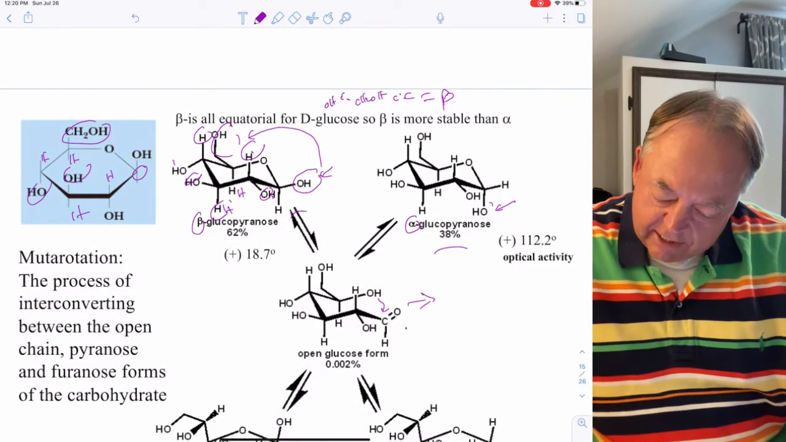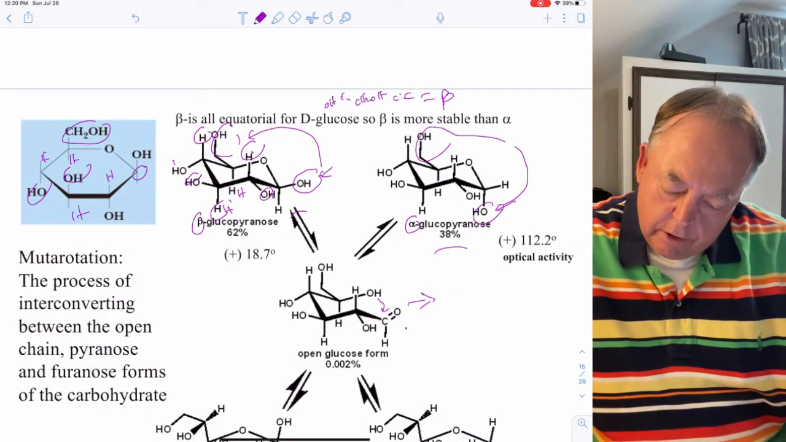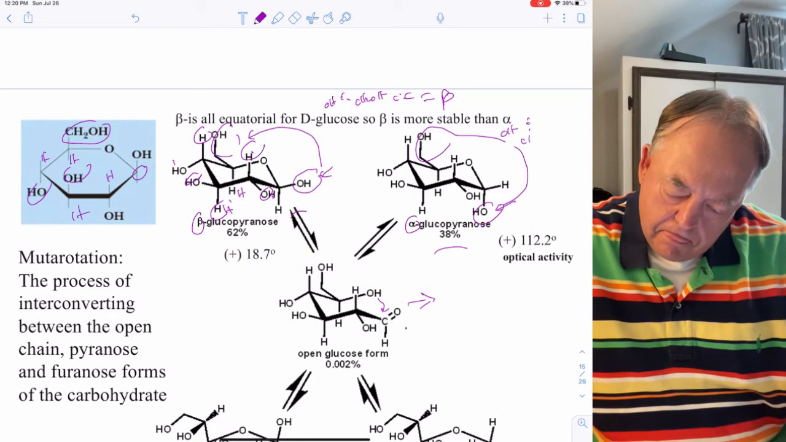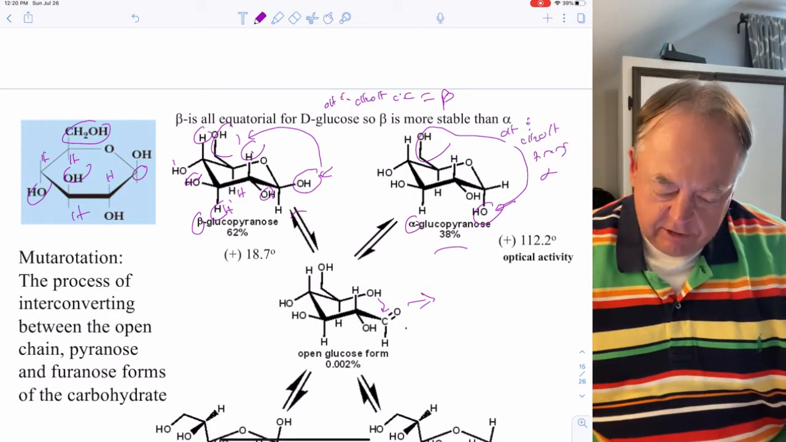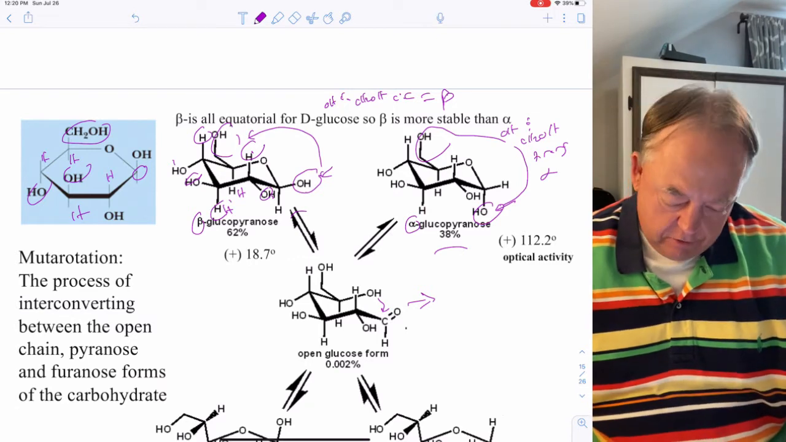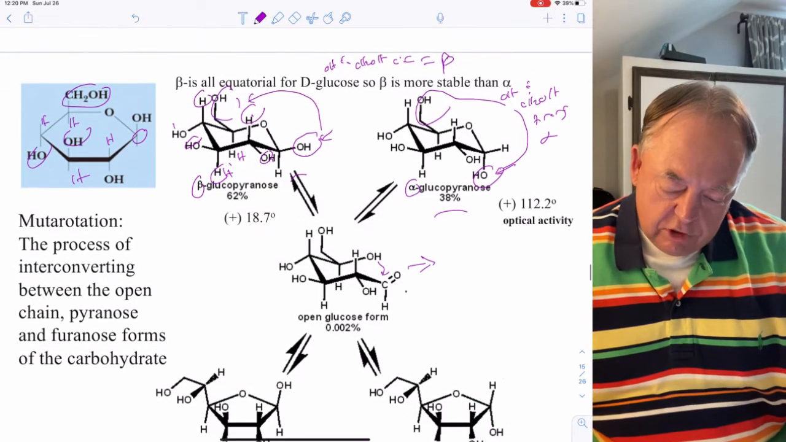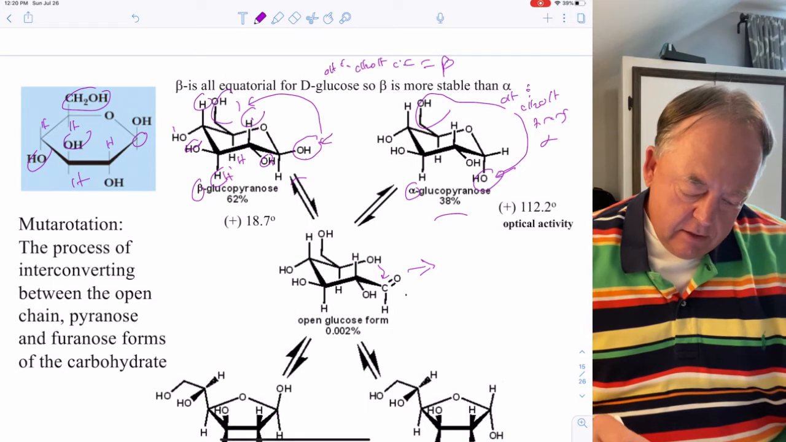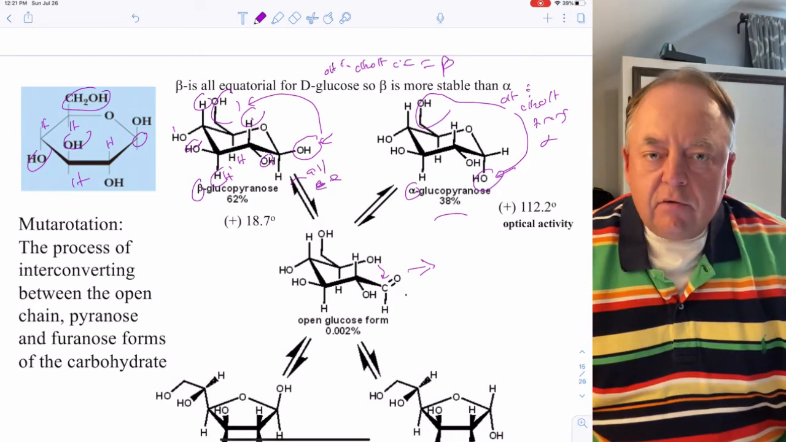Or if the OH at the anomeric carbon and the CH2OH are trans, that's what's called the alpha isomer. So more terminology to know. So which one is more stable? Well, if it's beta, they're all equatorial. And so that's the more stable form.